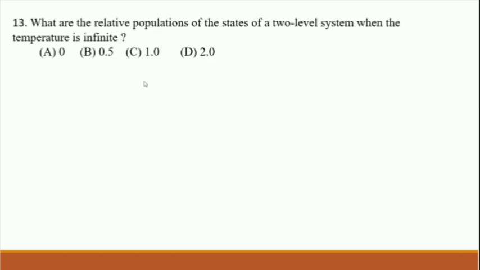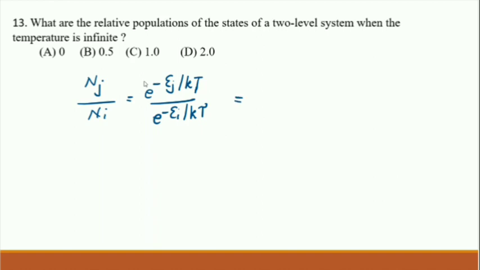13th question. What are the relative populations of the states of a two-level system when the temperature is infinite? Options: 0, 0.5, 1, 2. The equation for relative population, which we have discussed in the revision class also, is Nj by Ni equal to e raised to minus epsilon j by kT divided by e raised to minus epsilon i by kT. So what will happen when the temperature is infinite?